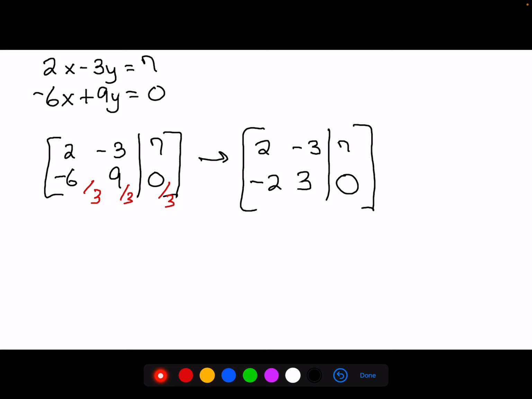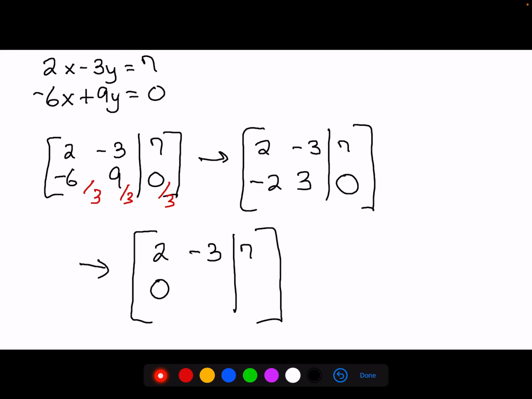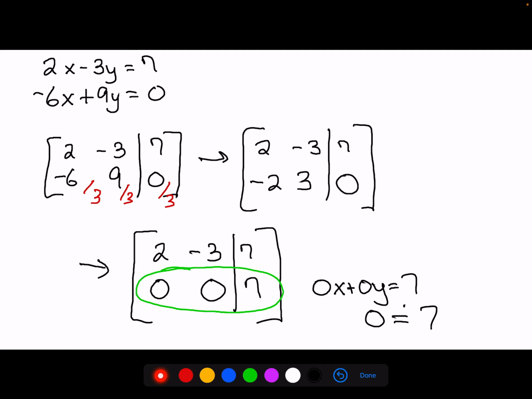I'm very suspicious now because I'm noticing that the first column has opposites, and the second column has opposites. Let's say I left the first row the same, and I added the first row and second row together for the second row. Notice what happens. This is like having 0x plus 0y equals 7, or 0 equals 7. This cannot happen. It doesn't equal each other.